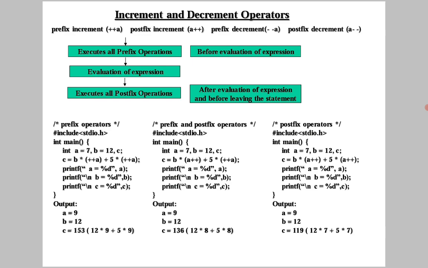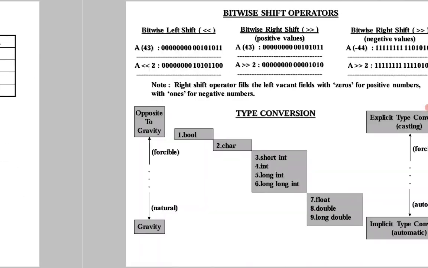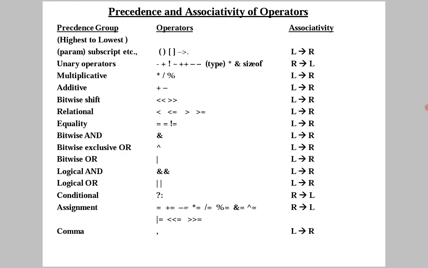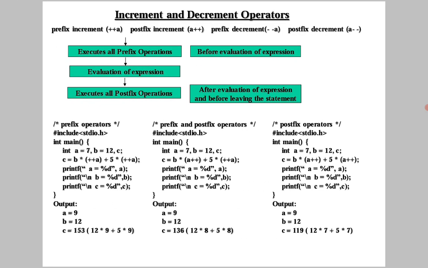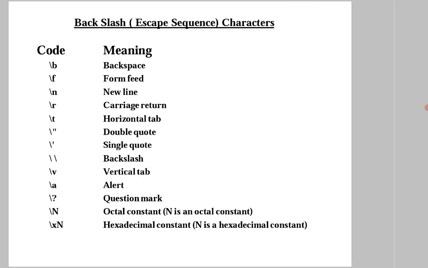Many other types of operators are also available, like increment operators and decrement operators. They are also called, as we discussed here, assignment operators. Examples are like plus equals to, minus equals to, like that.